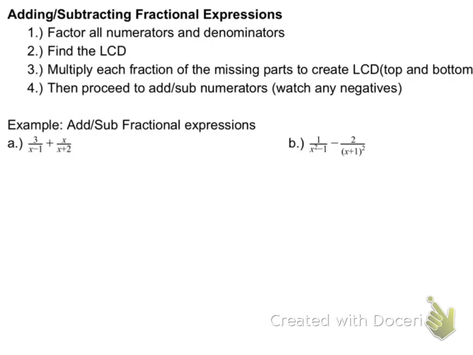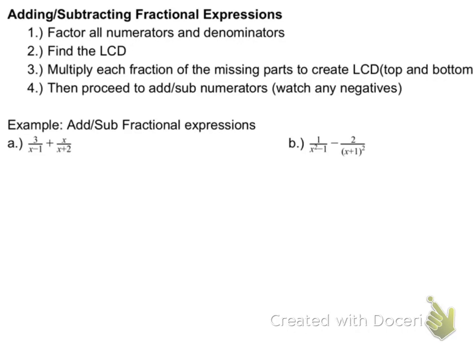And that would be number 1. Factor all the numerators and denominators. That's no different than when we were simplifying fractions, when we were multiplying. The difference is that when I add or subtract fractions, I need to have a common denominator. So find the LCD and multiply each fraction by the missing parts to create that LCD on the bottom, but you have to do that to the top and bottom. So what you do to the bottom, you do to the top. Yeah? And then proceed to add and subtract the numerators as normal.